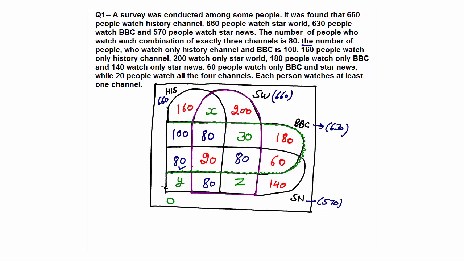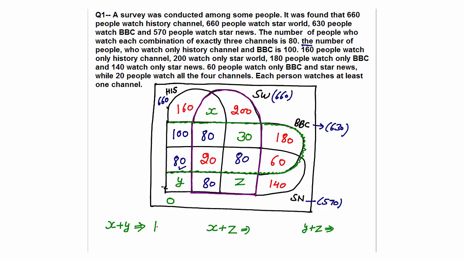Now complete History circle is 660, so we can always calculate the value of X plus Y. I'm just writing in here. X plus Y would be how much? If you add, total should be 660. So we first calculate the value of X plus Y. Then we can always calculate the value of X plus Z by adding all the values in the Star World circle. We know that total is 660. Same way we can always calculate the value of Y plus Z. This will make our question simpler.